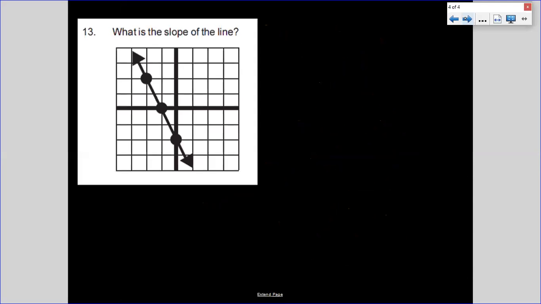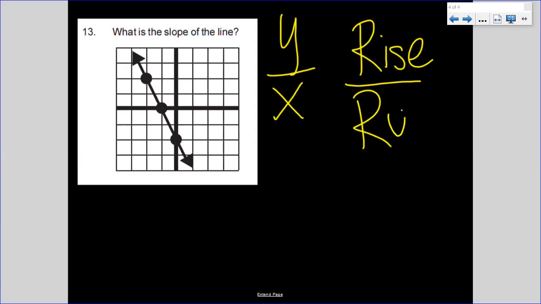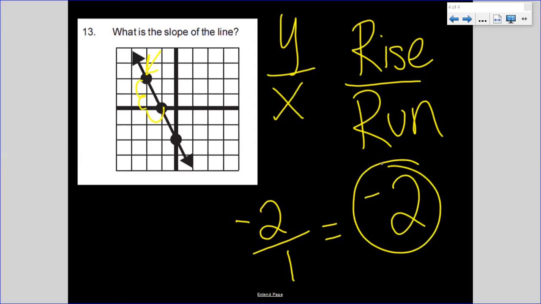Okay, this last one, a lot of you got the number right. You just forgot that it goes down first. So pick 2 of the points on the line. And remember, it's y over x, or we like to say rise over run. All right, so from this top point we'll start. I have to go down 1, 2. So guys, that's negative 2 over 1, so negative 2 over 1 equals negative 2.